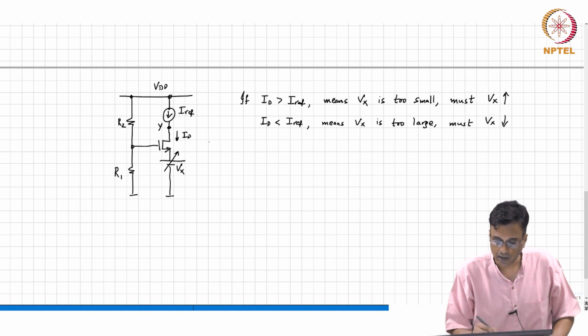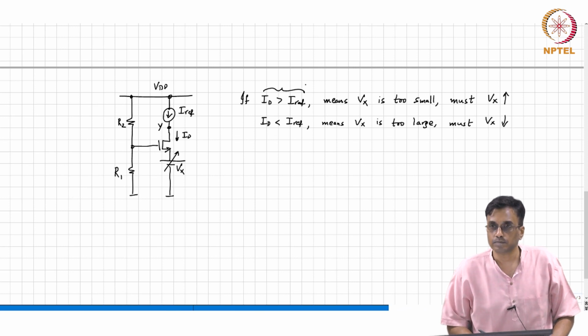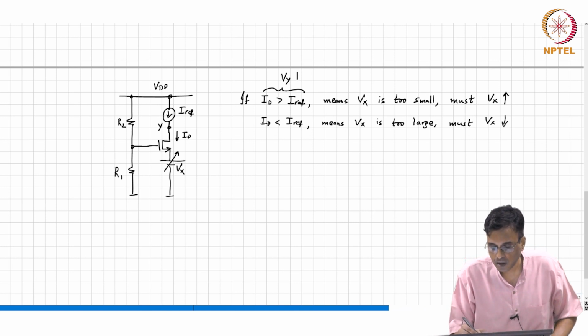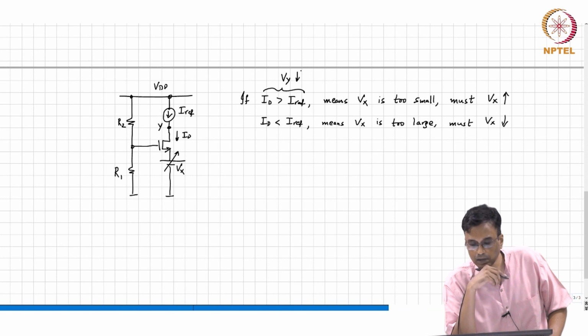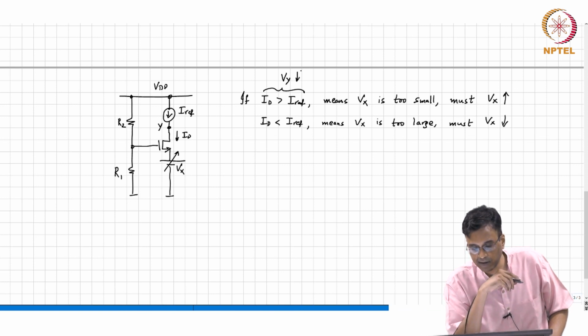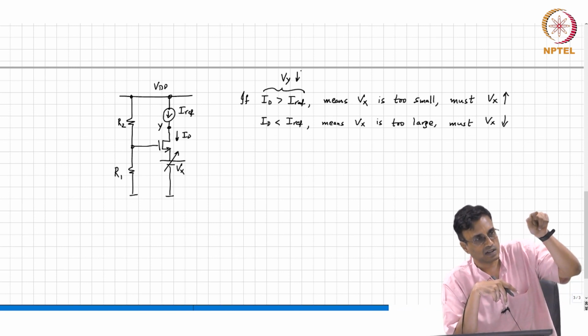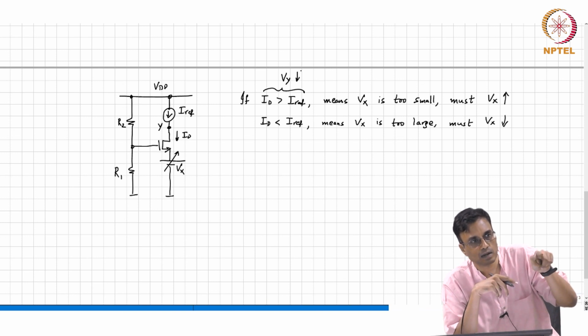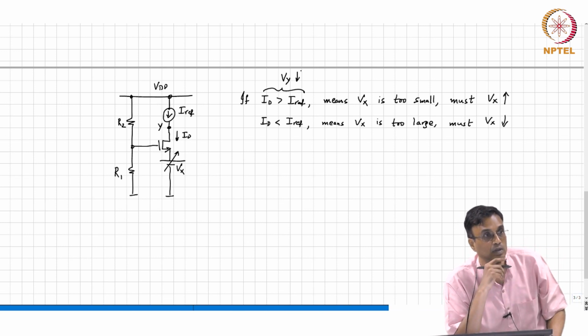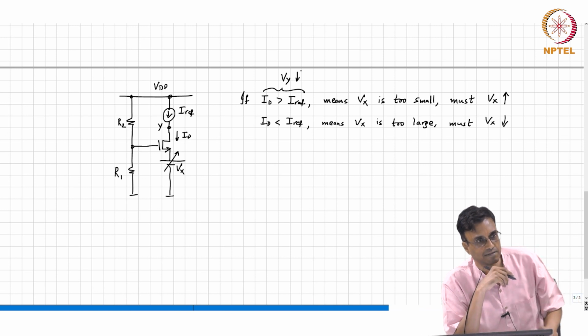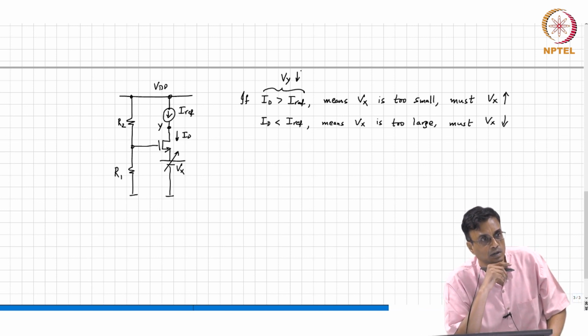Okay. So, if ID is greater than IREF, what will happen to the potential of node Y? VY will decrease. So rather than finding the difference between ID and IREF, you can just monitor the potential of node Y. If node Y's potential is decreasing, what does it mean? ID is greater than IREF, and what should you do? Then we must increase VX.